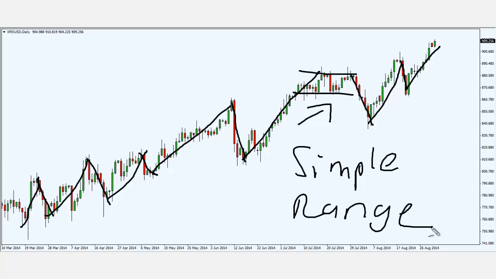So that is my point for those of you who are new to trend trading. You need to understand what kind of price action the trend exhibits. Is it a simple pullback or a range pullback? Because the type of movement it exhibits will have an impact on the kind of entries you'd like to use to enter the trend.